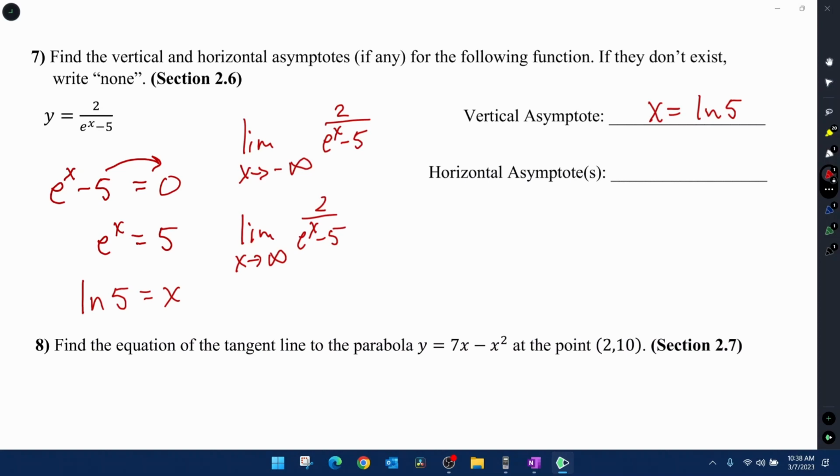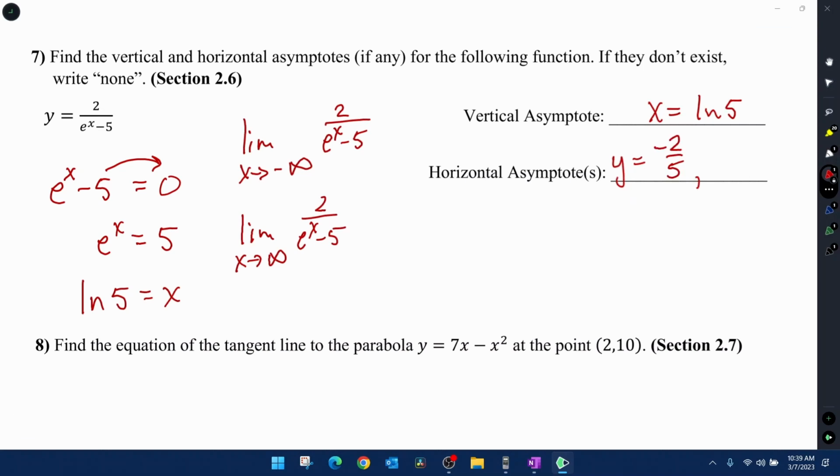Next, limit as x approaches -infinity. Again, do y'all see that that would be e to a really big negative number? But making the exponent positive would make it 1 over e to the really big positive number, which would mean that this would effectively go to 0. Again, if you plug in a really big negative number here, e to the really big negative number is effectively going to go to 0. But then that would be 2 over 0 minus 5, which is y equals -2/5.